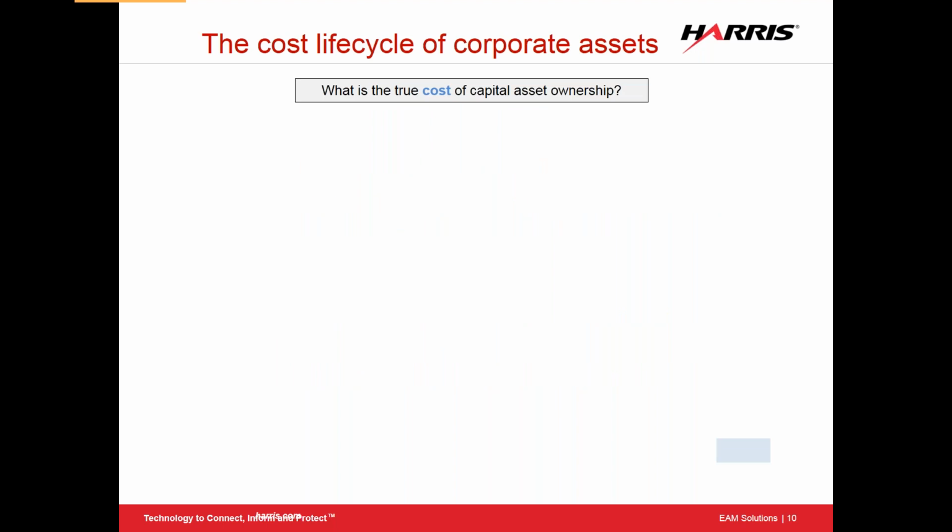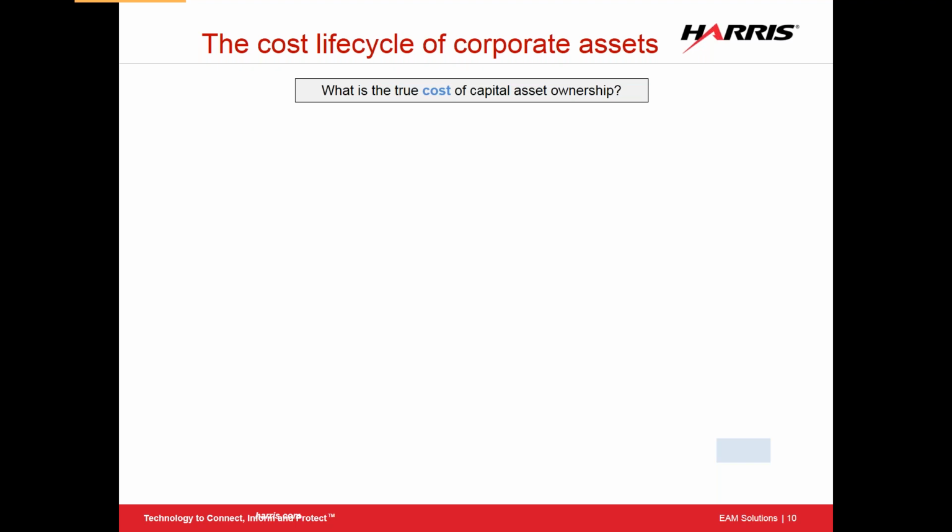Now we're going to spend a little time here on the true cost of capital asset ownership. There's a life cycle involved. And again, some of you may recognize this chart that I've published a couple different times over the years. I'm going to explain the X and the Y, the vertical and the horizontal, and show you how it relates to the overall life cycle cost.